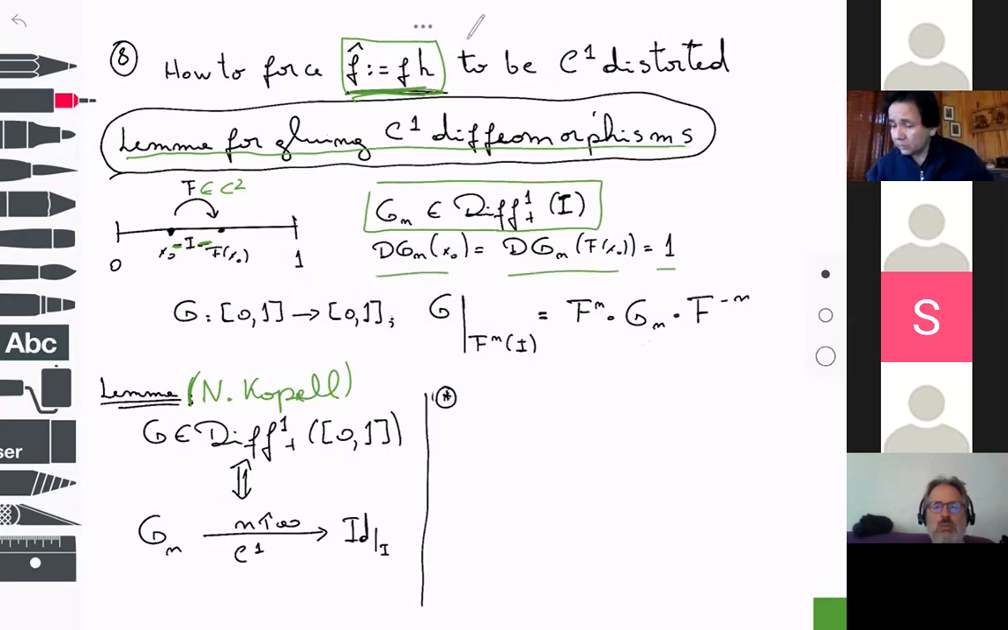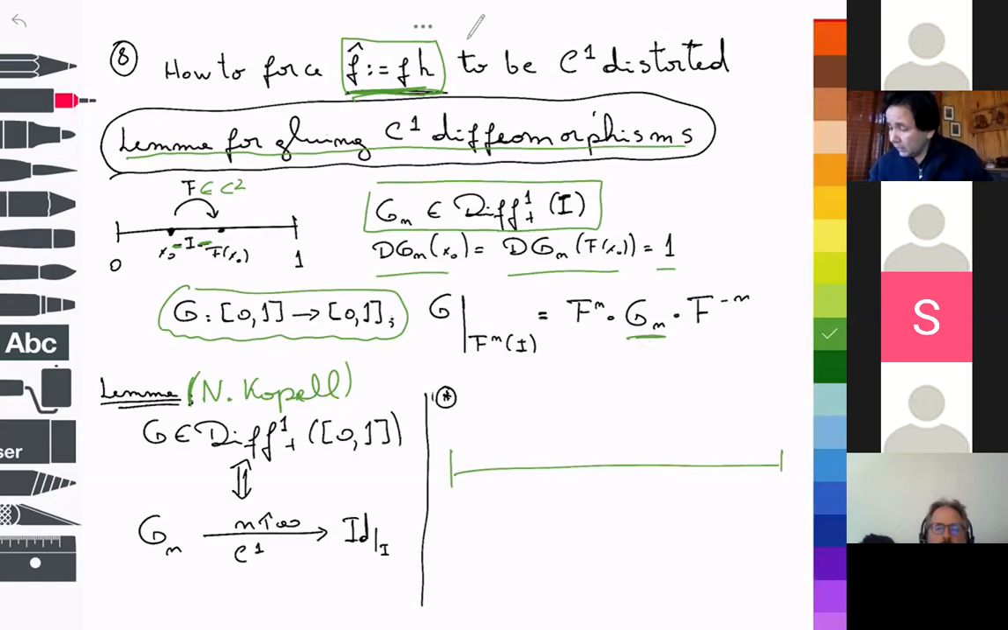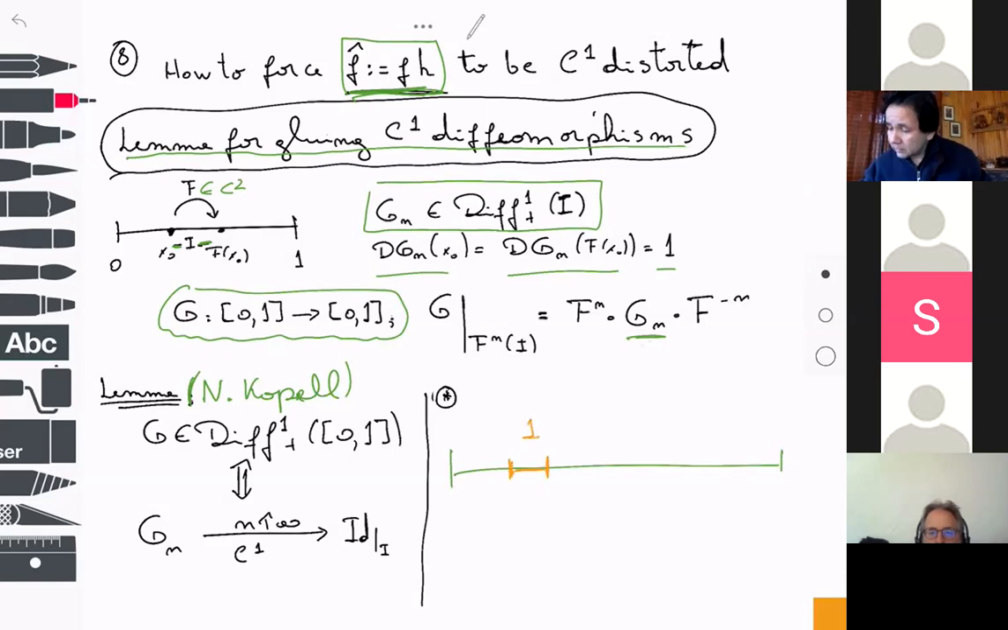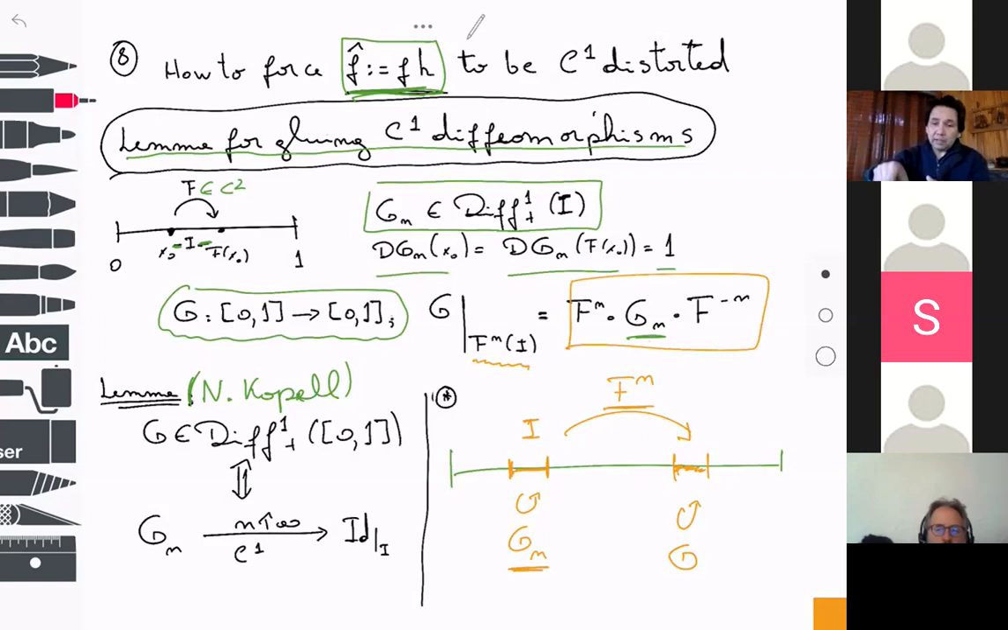Pushing them means that I want to consider this map G defined from the whole interval into itself, such that G defined on the image of I is the conjugate of Gn. So essentially the picture should be like this. I have here the interval I, and here I have the map Gn. I have infinitely many maps, but the point is that the action of G here is just the conjugate of Gn by F to the power n. And this is the formula here. G restricted to this interval is the conjugate under F to the power n of Gn, which is defined on the interval I. And this way I get a map defined on the whole interval.